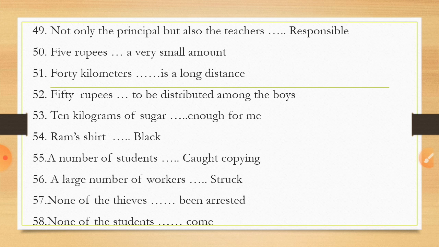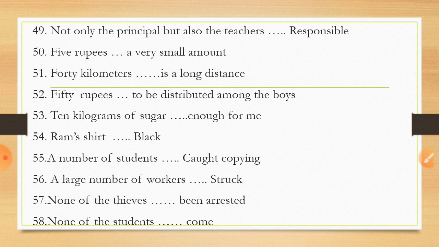Next, 50th one. Five rupees is a very small amount. So here, even though you could see rupees as a plural, we use it as a singular because the whole sense it is giving is singular. And you will find the difference in the next questions. I'll let you know. Forty kilometers is a long distance. Already the answer is written.